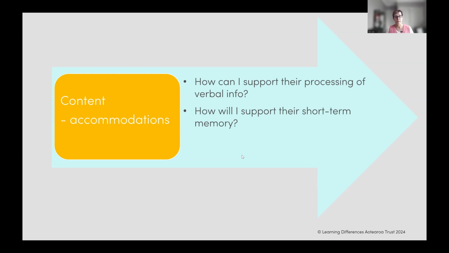Be mindful in group work with discussions that remembering the information that's discussed and holding that in mind, and then having to wait before coming out with any response, puts demand on short-term memory.